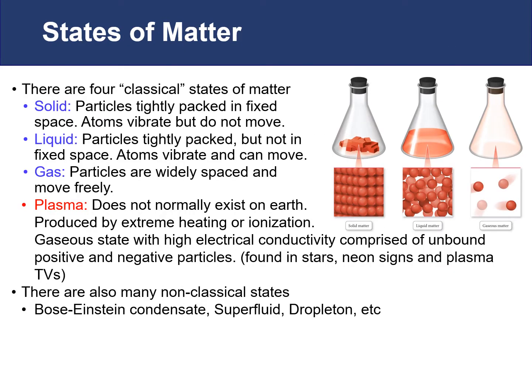Now that we've talked about what matter is made of, we'll look at the different states that we can find it in. There are four classical states of matter: solid, liquid, gas, and plasma. The first three are the ones we will be primarily concerning ourselves with in this course. Solids are when the particles, either atoms or molecules, are tightly packed in fixed space. The atoms themselves vibrate, they can move back and forth, but they do not shift position around.